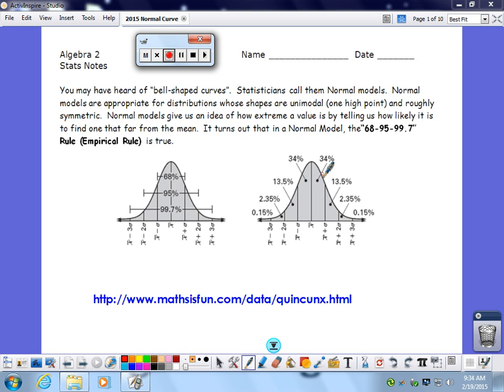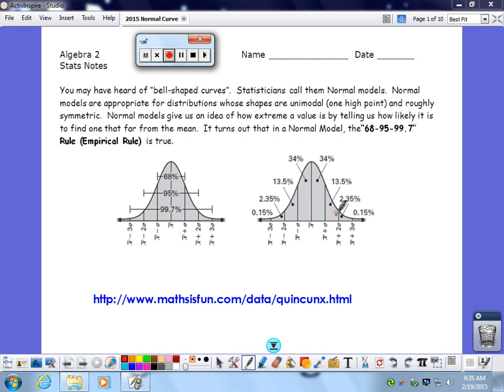Let's talk about where those numbers come from. All right, this thing is symmetric. So 68% of our data is within one standard deviation of the mean. If we split 68, we get 34 and 34. All right, let's move out further. So we get 95% of our data is within two standard deviations of the mean. If we subtract 68 from that, that leaves us with 27. Here again, it's symmetric. Half of 27 is 13.5, 13.5%.